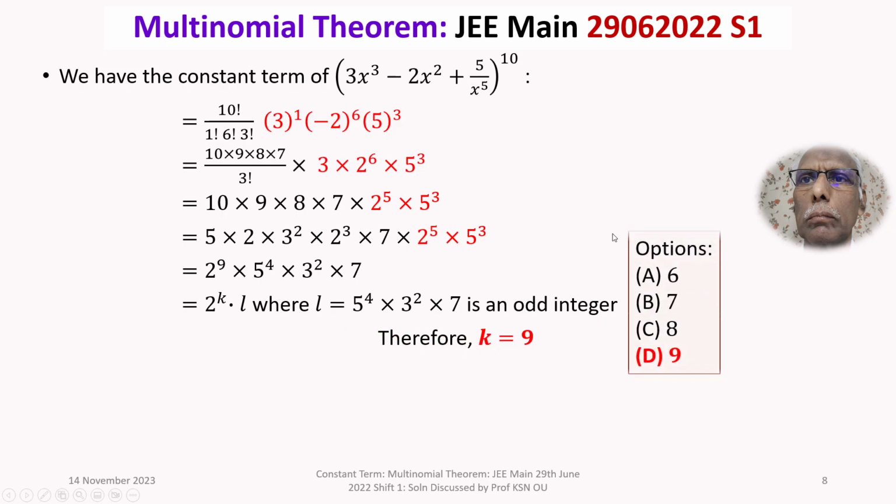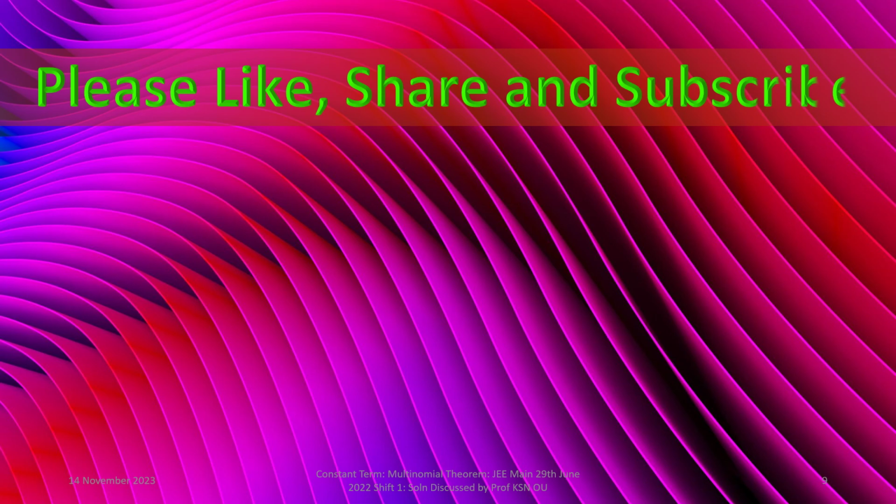Let's look at our options. Our answer, k is equal to 9, appears against option D. Therefore the answer to this question is option D. And that is the detailed discussion of the solution of the problem from the section Binomial Theorem, and the problem is related to the multinomial expansion. I am sure that you have understood the solution of this problem.